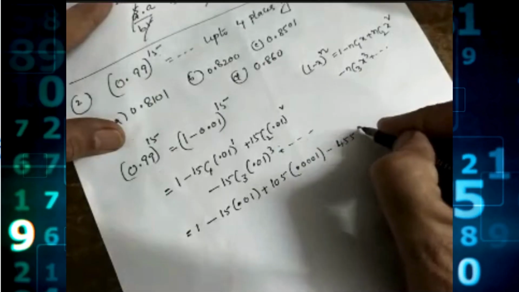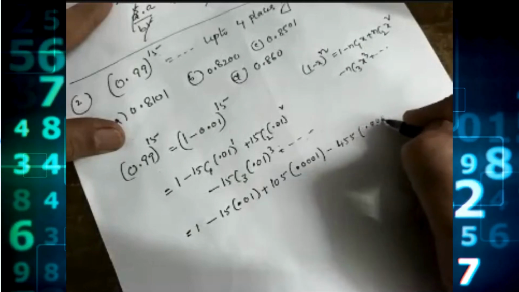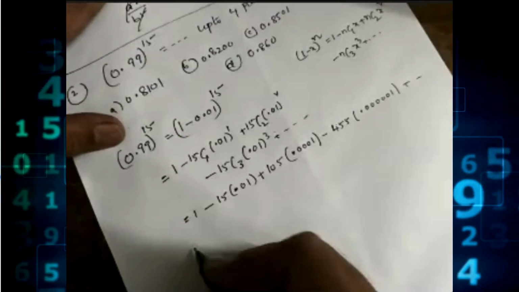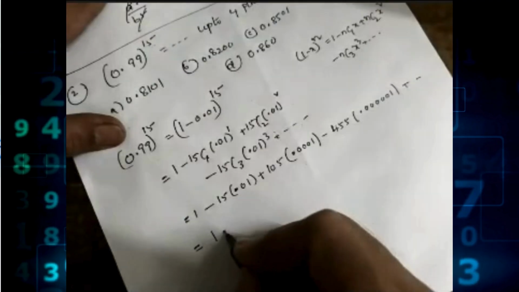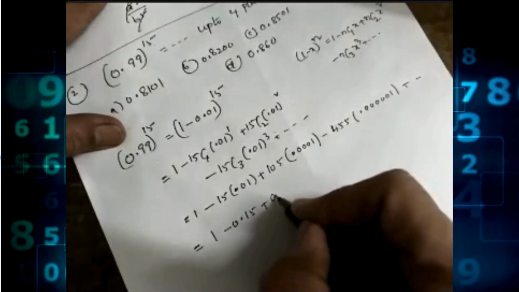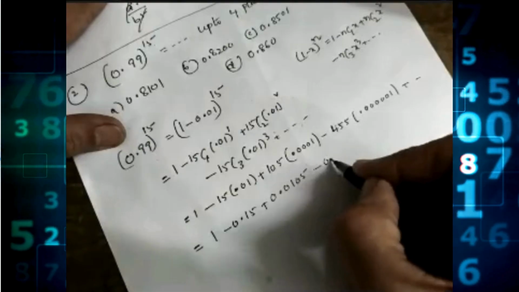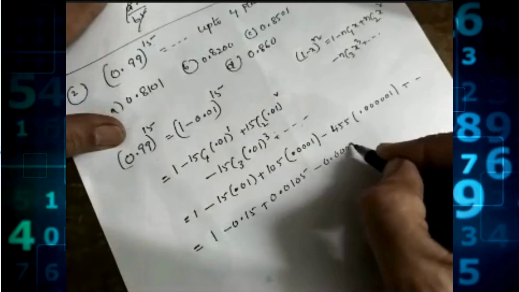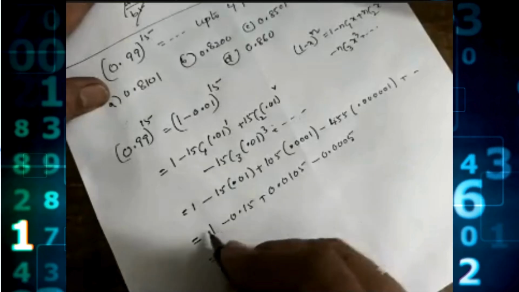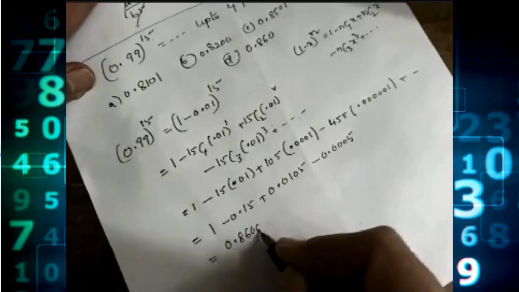Into what is 0.01 whole cube? 0.12345 and so on. If you can simplify that, it becomes 1 minus 0.15 plus 0.0105 minus 0.0005, after getting it rounded up to 4 places of decimals. The approximate value, if you simplify this, you are going to get 0.8600. So option D is the right option.